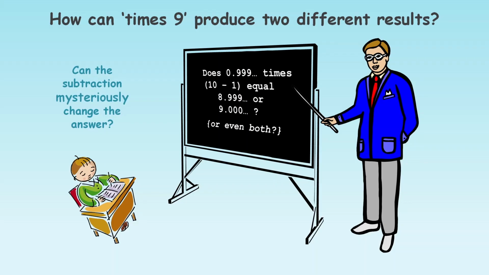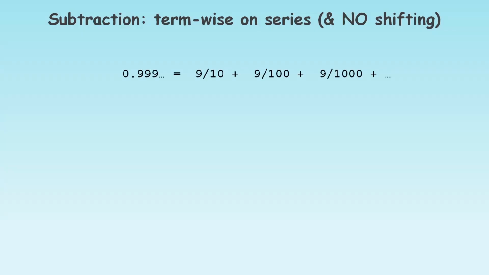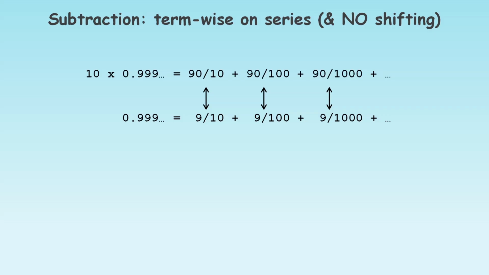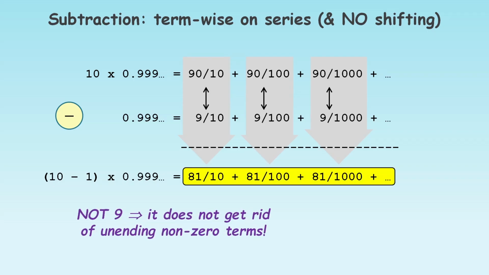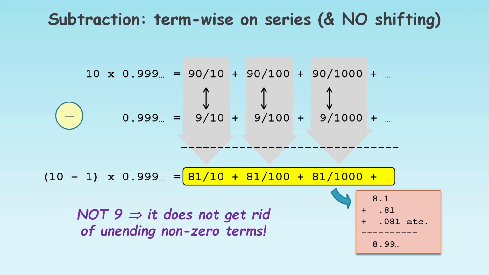If we work with the series instead of the decimal, we write it down again and note the one-to-one correspondence between the terms of the series, then we multiply the top line by 10. Note that each term of the series gets multiplied by 10, and we keep the one-to-one correspondence with the original terms. Now we do the subtraction, and the resulting series on the right-hand side is 81 over 10 plus 81 over 100 and so on. It is not the number 9. This would appear to correspond to 8.9 recurring in decimal form.